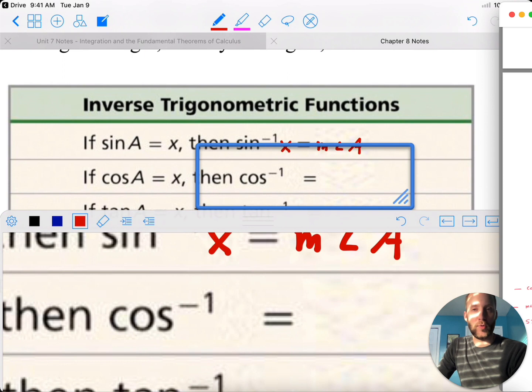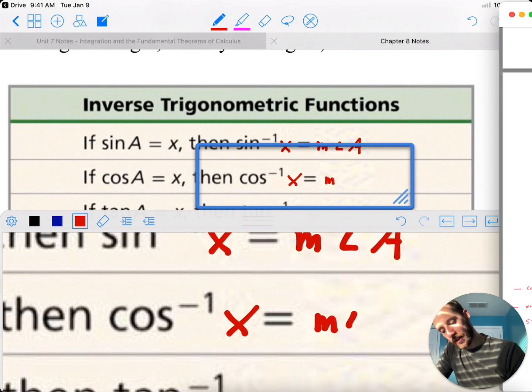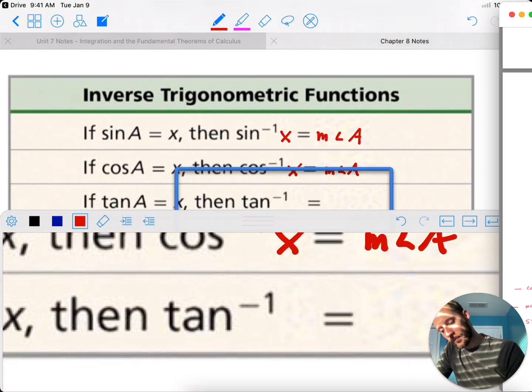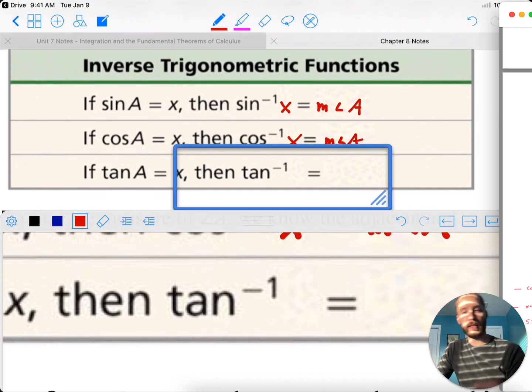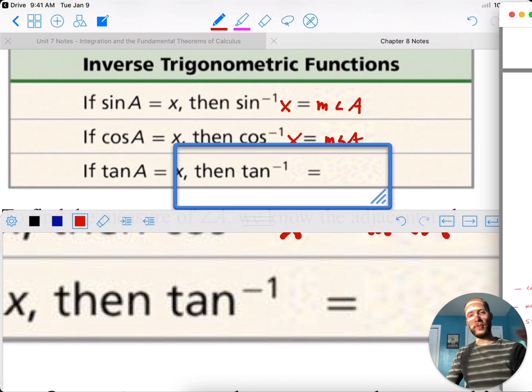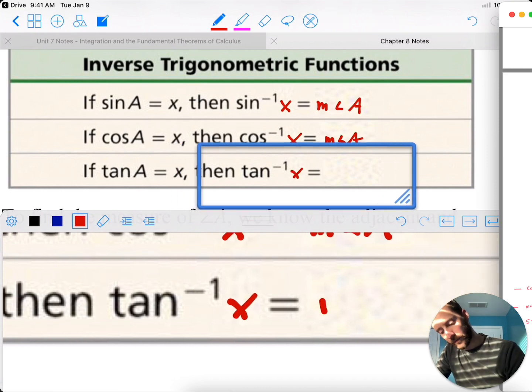Cosine of A equals x. Then inverse cosine of x, adjacent over hypotenuse, would give you the measure of angle A. Tangent of A equals x, tangent being opposite over adjacent. So now inverse tangent of your opposite over your adjacent is going to equal the measure of angle A.